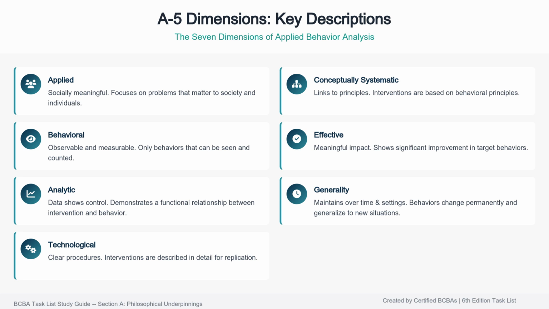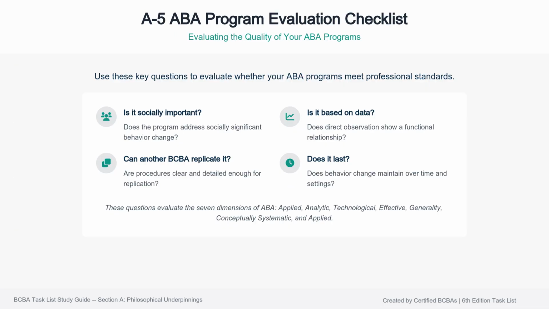Conceptually systematic, our interventions tie back to ABA principles. Effective, they produce meaningful results. Generality, those results last and transfer across settings and people. When you review a program, ask yourself, is this behavior important to the client? Can I measure it objectively? Does my plan show clear functional relations? Can another therapist replicate it exactly? Did it work, and does it maintain over time? If you can answer yes to all of those, you're doing high-quality ABA.